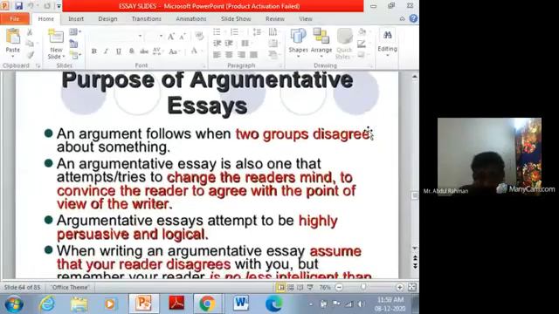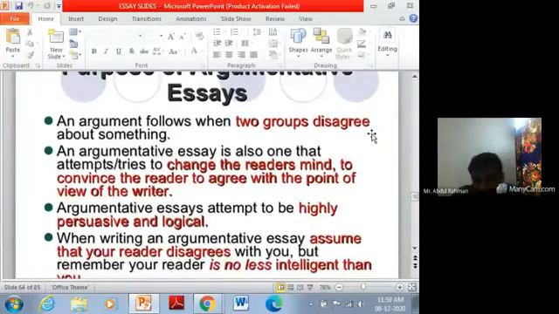The purpose of an argumentative essay is to create a balance between two parties, two groups, or two individuals, let's suppose, who are in disagreement. So what the writer tries to do is change the reader's mindset or frame of mind by putting forward a point of view.